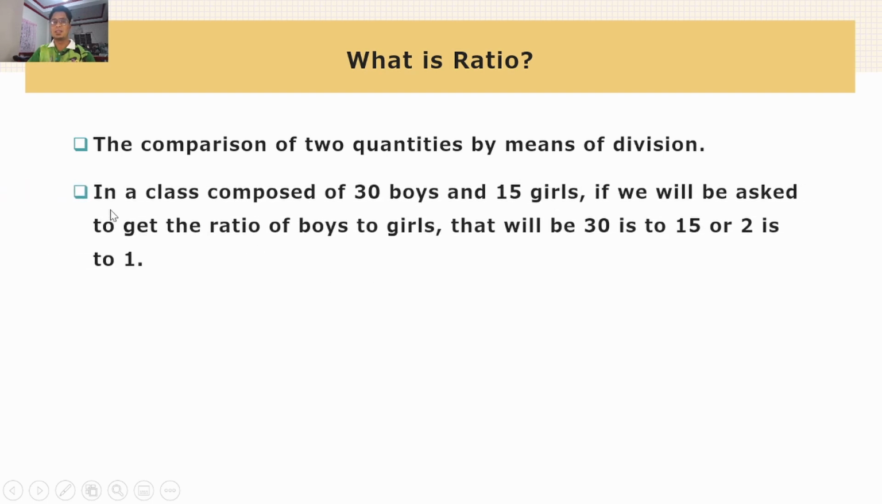Now, let's have here now an example. In a class composed of 30 boys and 15 girls, if we will be asked to get the ratio of boys to girls, anong hinahanap? Ratio ng boys papunta sa babae, that will be 30:15. This is the number of boys, this is the number of girls. Or, if we will be simplifying it, represent it in the lowest term, that is 2:1. Now, kung makapansin natin, ang given dito, kita natin, 30 yung boys, 15 yung girls. Saan yan? Sa isang class.